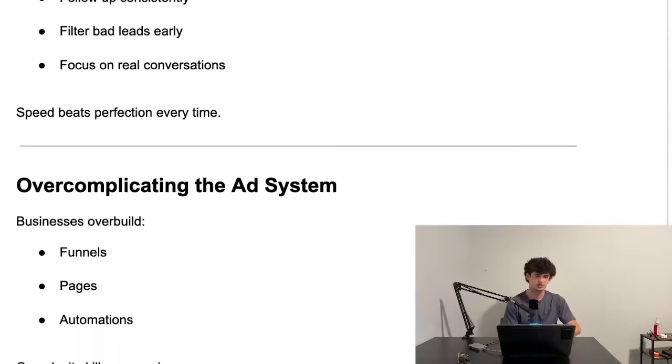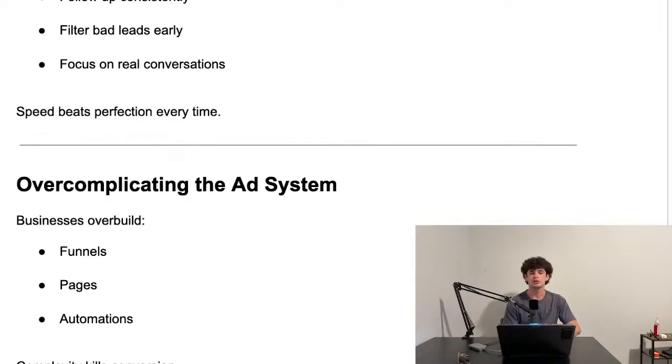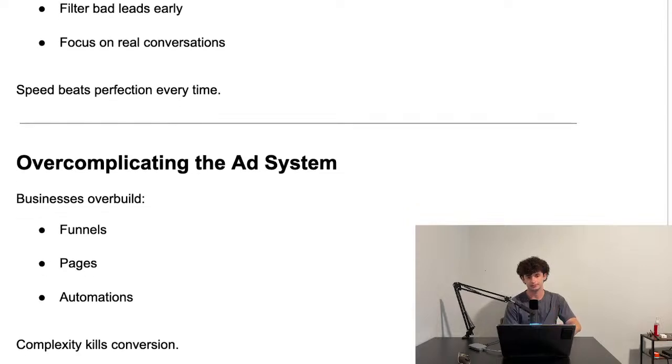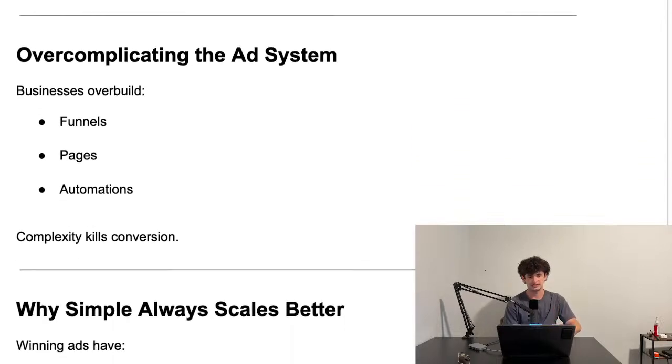Speed beats perfection, right? So we need the speed, but we also need to perfect it and get the leads as high quality and as perfect for your tailored business as possible, okay? Businesses overbuild funnels, pages, automations, right? So we want to make automations. Yes, it's a very difficult thing to create, okay? There's a lot of back-end self-coding that comes into this, especially making websites, landing pages, and making good ads with AI and our creative team. It's not the easiest thing to do, and that's why we're a professional team.